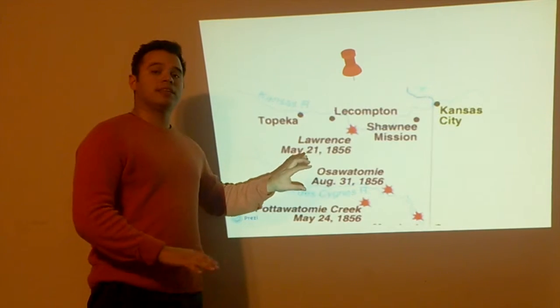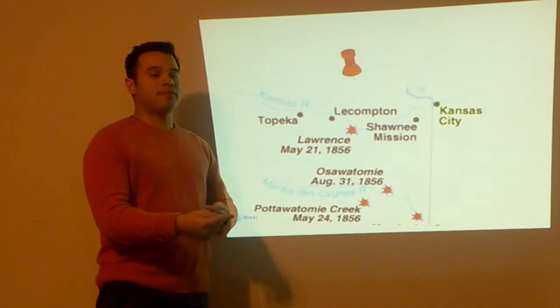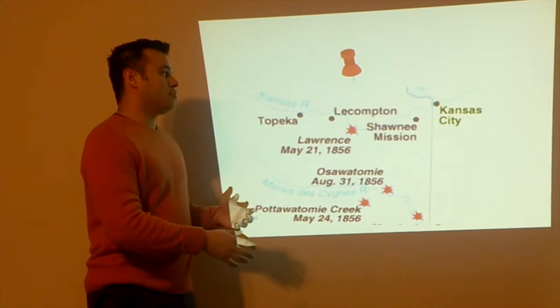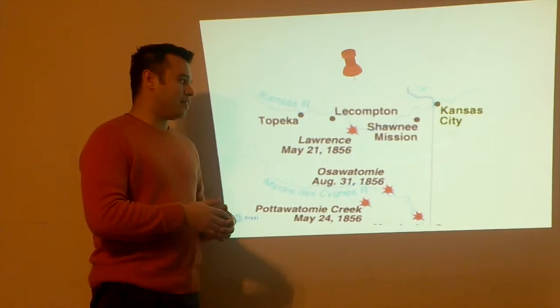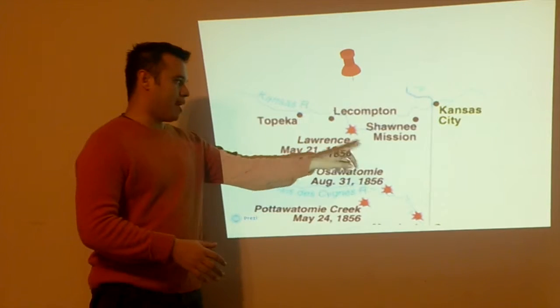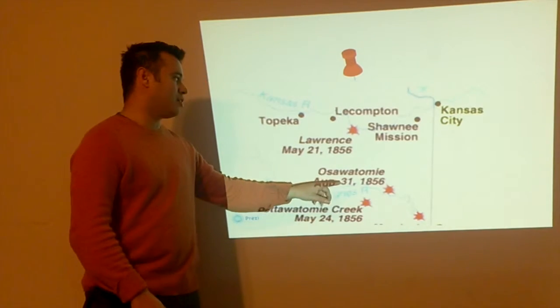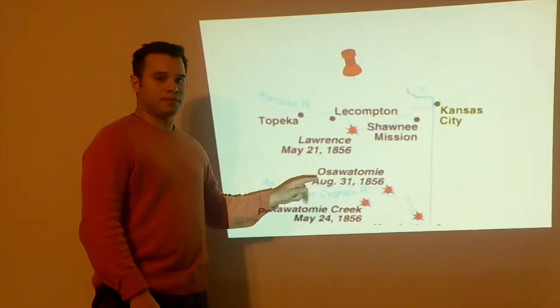Because the people of the state were going to decide if it was a free or slave state, it led to an incredible amount of violence in the state. This map actually points out the different occurrences of violence that occurred in a very short period of time.